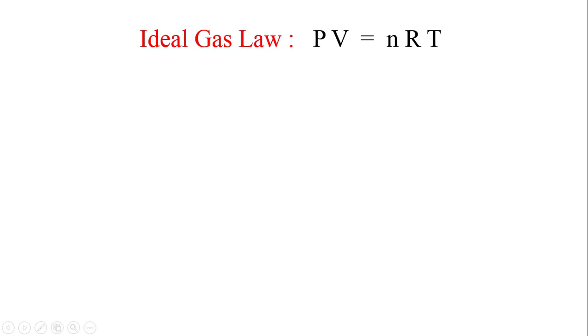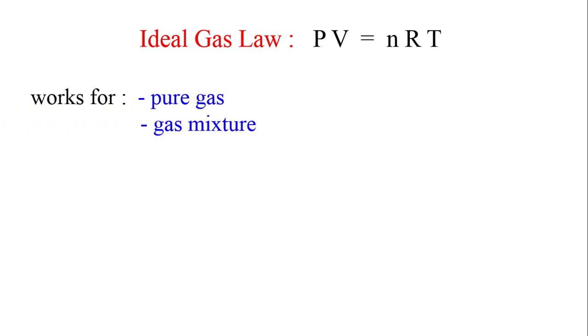In the past section, we used the ideal gas law to solve for an unknown property of a gas. In our examples, we assumed a pure gas. But the ideal gas law works for pure gases and gas mixtures. In a gas mixture, the gases are in the same container, so the volume is the same for each, and they would be at the same temperature.